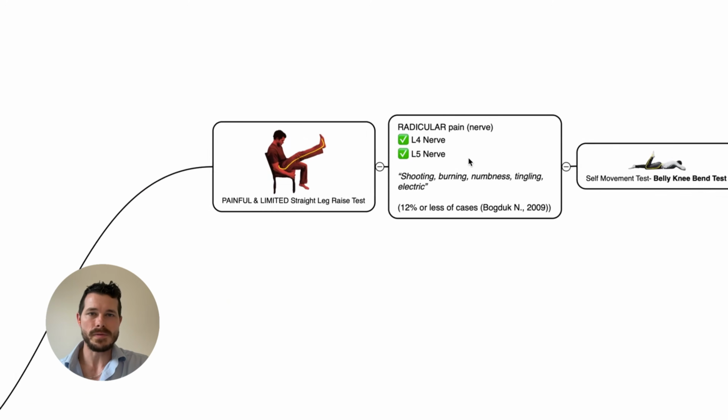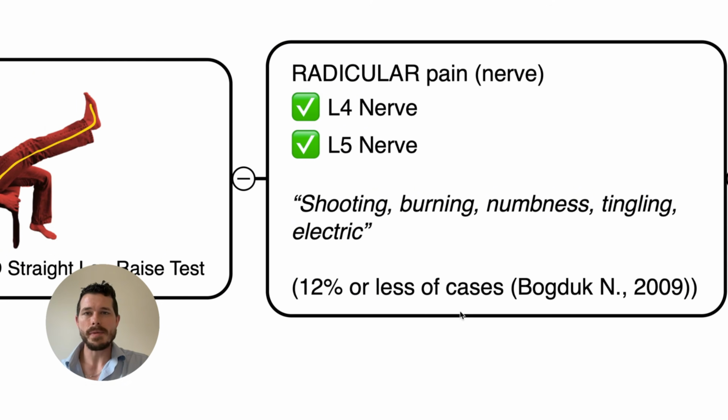Okay, so let's go through this one first. Now, this is not super common, but either way, radicular pain is often described as shooting, burning, numbness, tingling, electric, jolting. Usually it's in a narrow band. You can kind of trace it going down your leg. Cut my leg off type pain. This stuff is seriously painful. It's not as common as referred pain, but can still occur.